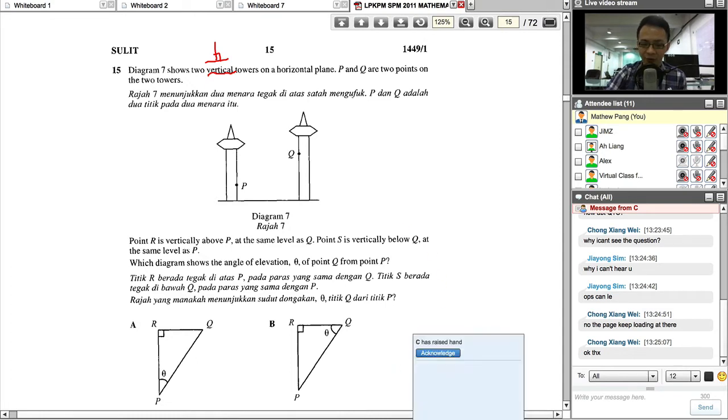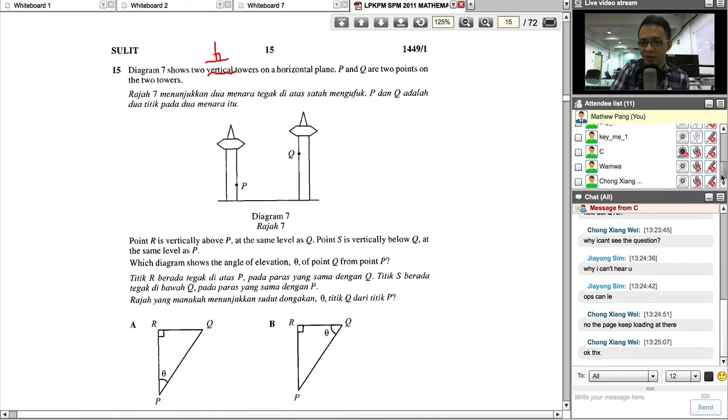I'll wait for a while. Someone actually raised a hand. C, do you have a question? Anything I can do for you? C means the person named C over here. If no, I'm going to move on.